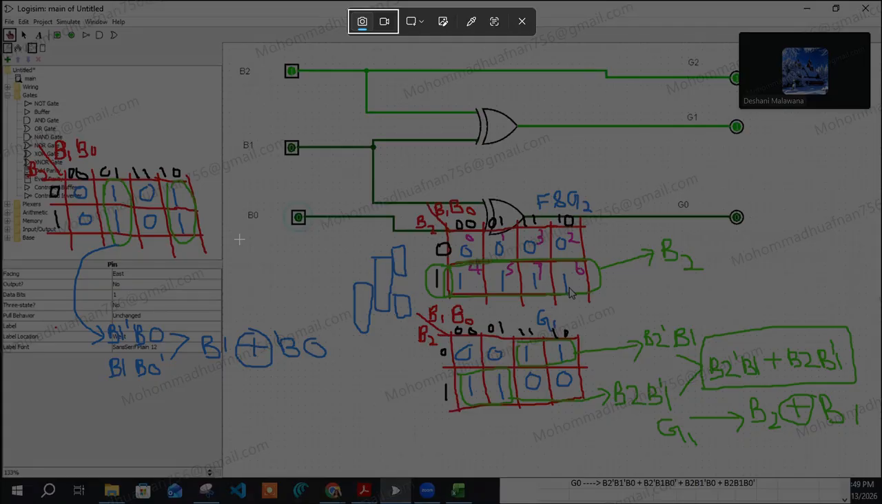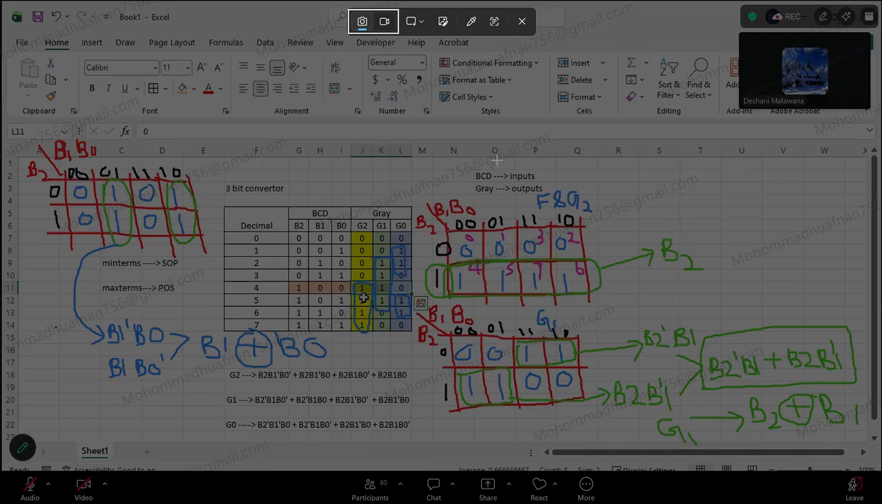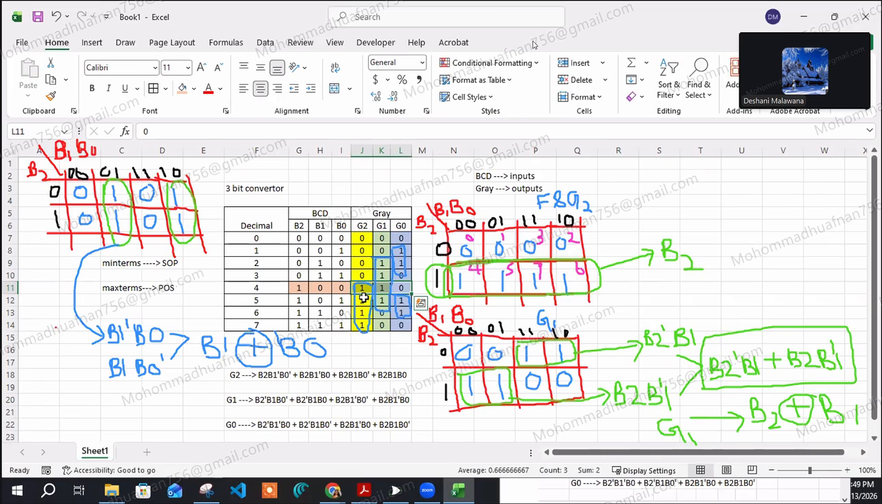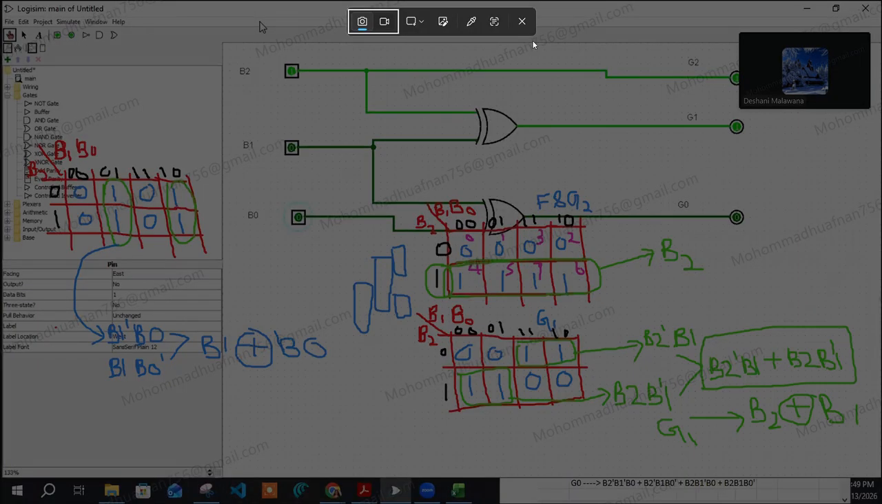So you can see that throughout this truth table, first we need to generate the truth table for the conversion between BCD and gray. Then after the truth table, we generate the equations. For that, we are using K-map for generating the equation part. By using the K-map, we are generating 3 equations. Through that, finally we create this converter, a 3-bit converter.